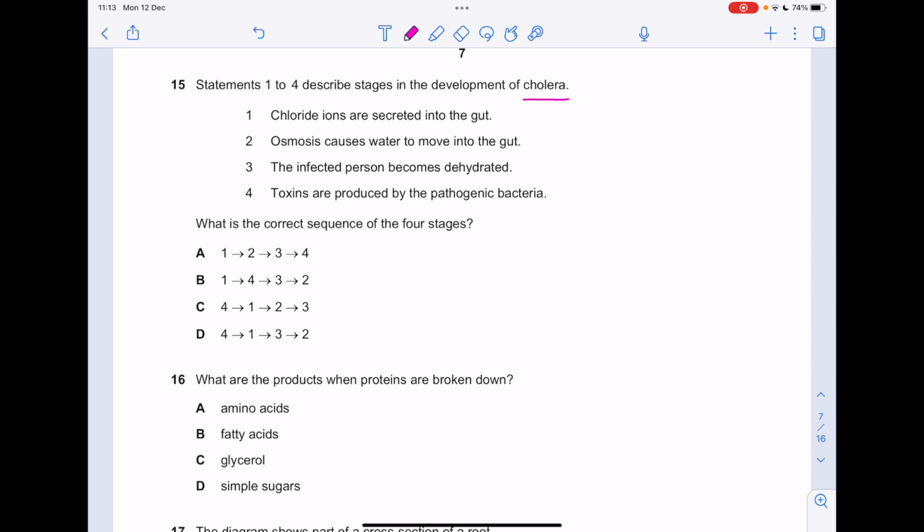Hopefully you can see that the person becoming dehydrated will be the final stage. It will be what the bacteria has actually caused. How does the bacteria do all of this horribleness? By first of all secreting toxins. And then those toxins produced by the pathogenic bacteria will cause chloride ions to be secreted into the gut. And it's the existence of those chloride ions which causes the movement of water. Hence why there's mass loss of water. So if we actually have a look, the order goes 4, 1, 2, 3. C.